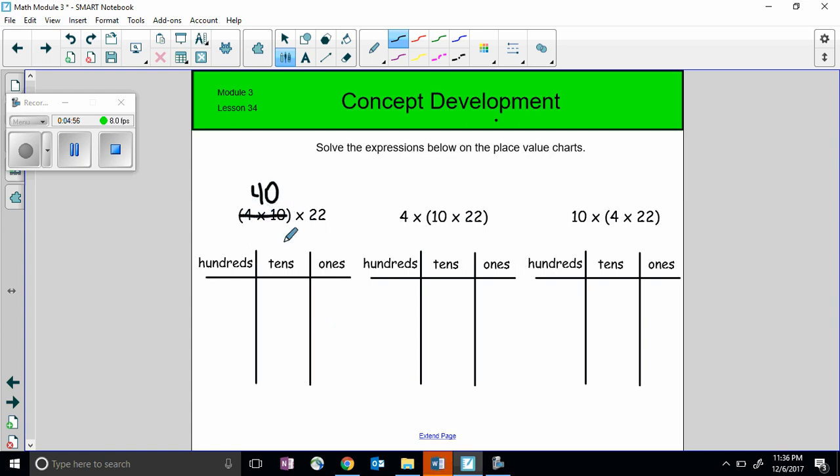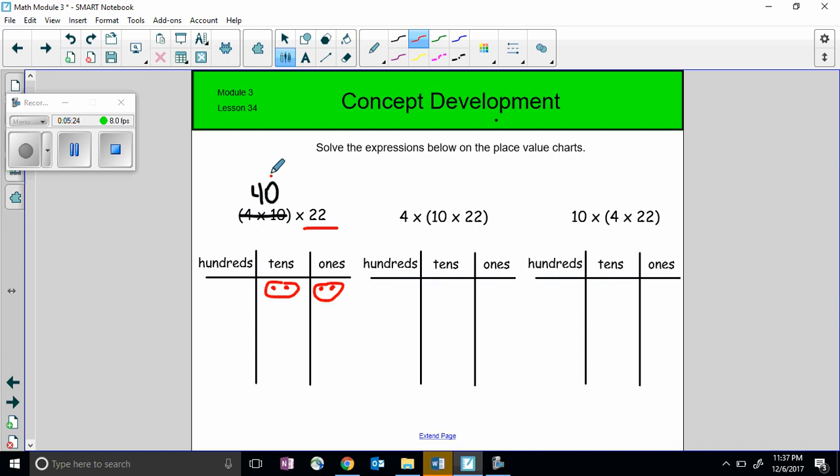So we already do that. I can mark it off if I've already done it. So now I have 40 times 22. This is where it becomes a little tricky. The number that does not have a 0, we're going to put that on the place value chart as 22. Do you see how I have a 22? Because I have 20 here, and I have a 2 here.